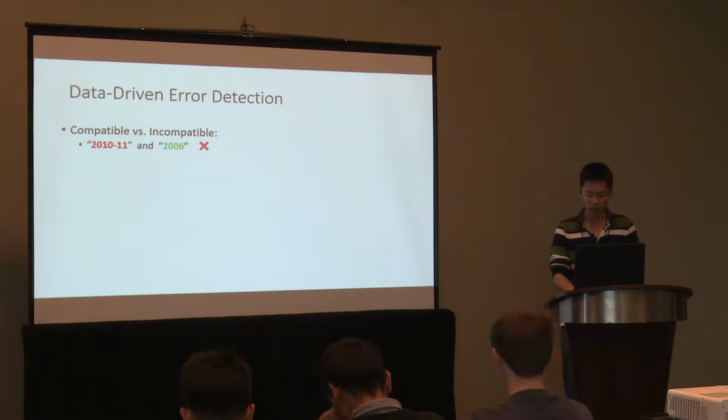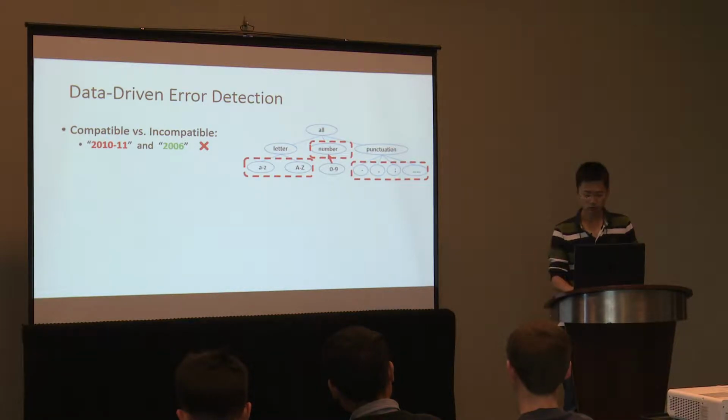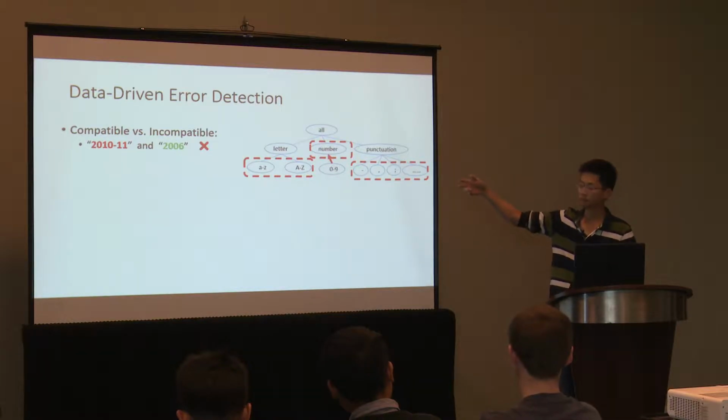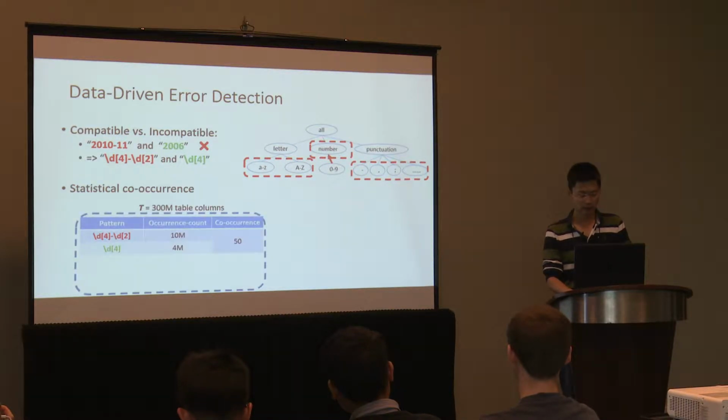So let me give you a concrete example. For this pair of values, we use a standard generalization hierarchy, and we encode those values into patterns. So for example, if we choose this generalization, which encodes numbers into digits, then we get, for the first value, 4-digit dash 2-digit, and the second one is 4-digit.